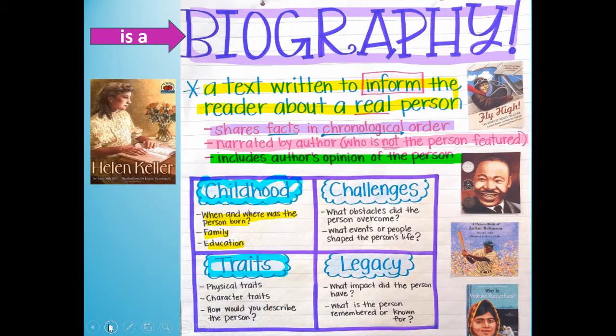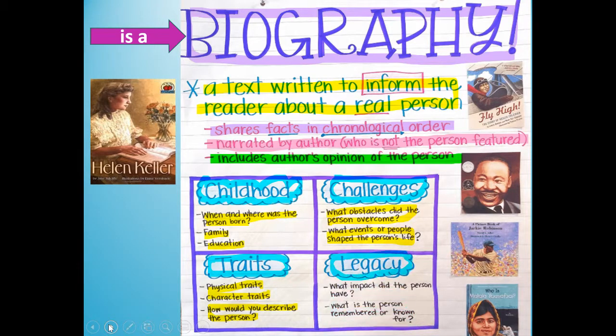A biography also talks about traits, physical traits. What did the person look like? Character traits. How is the person on the inside? And how would you describe the person? A biography talks about challenges. What obstacles did the person overcome? And what events or people shaped the person's life?